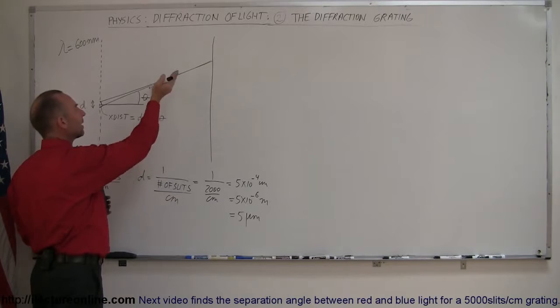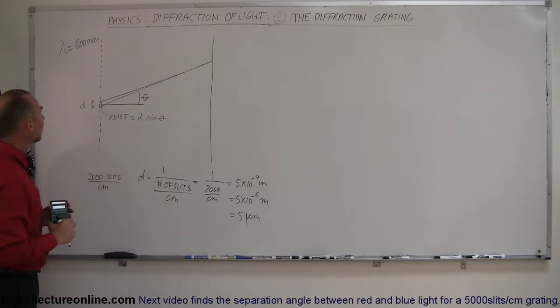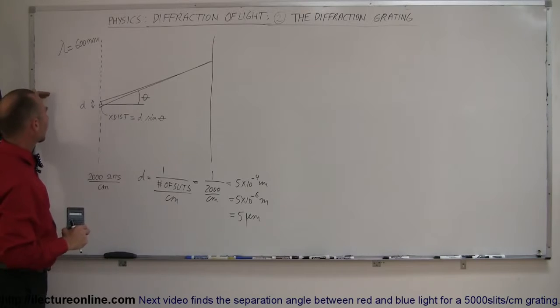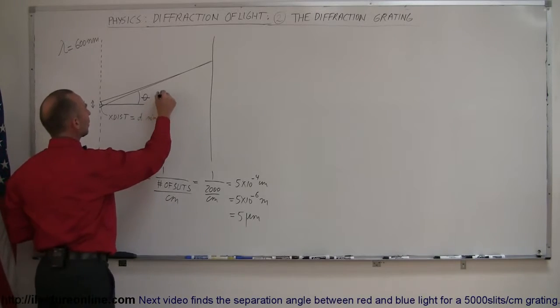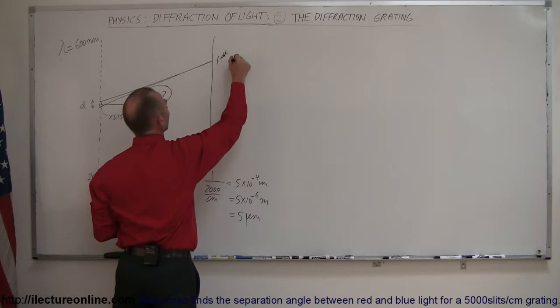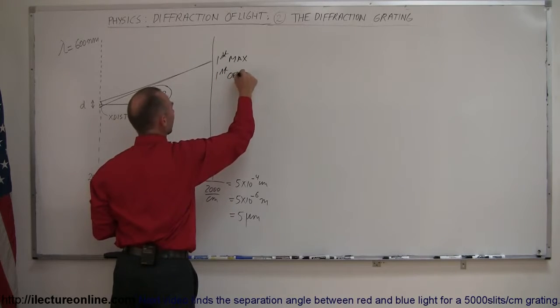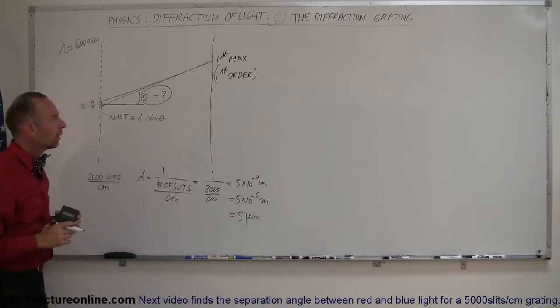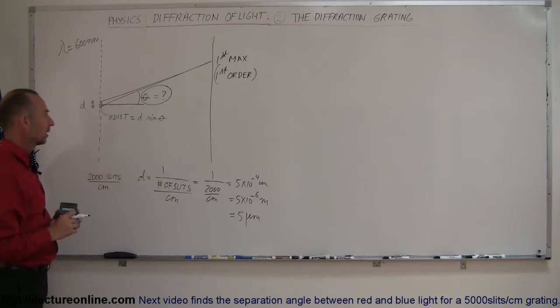Where will we find these bright fringes that we're looking for? In the case that the light that we shine through the slits is 600 nanometers, what will be the angle for the first maximum, as we call it? The first max, which is also called the first order. We'll talk about that in the next video, what that really means. But it's the first bright region found by shining a certain light through a diffraction pattern like that.